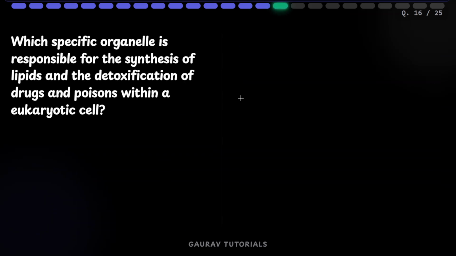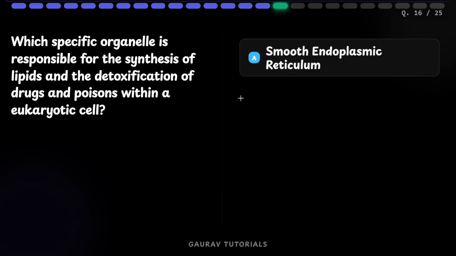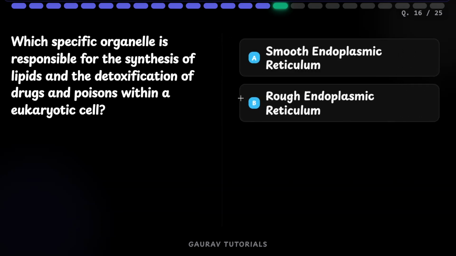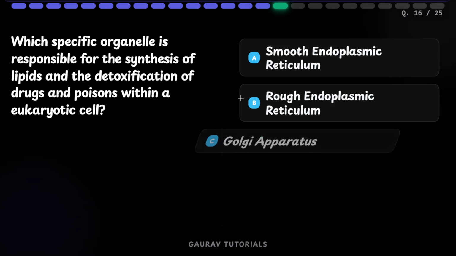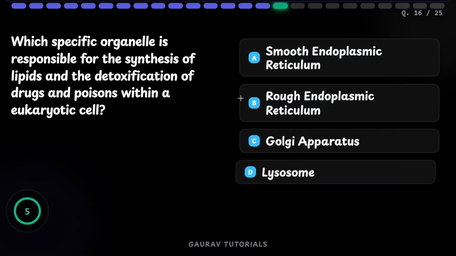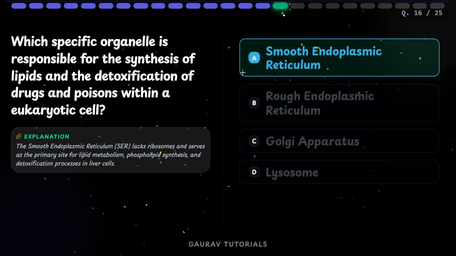Question number 16. Which specific organelle is responsible for the synthesis of lipids and detoxification of drugs and poison within a eukaryotic cell? The options are A, smooth endoplasmic reticulum, B, rough endoplasmic reticulum, C, Golgi apparatus, and D, lysosome. The correct answer is A, smooth endoplasmic reticulum.